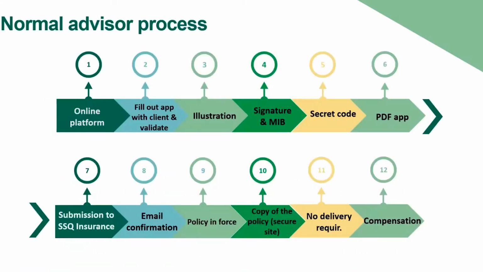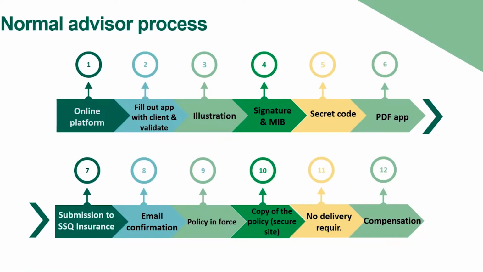Moving on to the process for the advisor to complete their sale. First they log in to our online platform and they choose the simplified product. Then they fill in the sections and validate each of them. One important thing to note is that the advisor has to take care to fill out the name and the date of birth correctly, or else the MIB search will not find the client. Also, you have to ensure that the client's email address is correct, or else the client won't receive their policy.